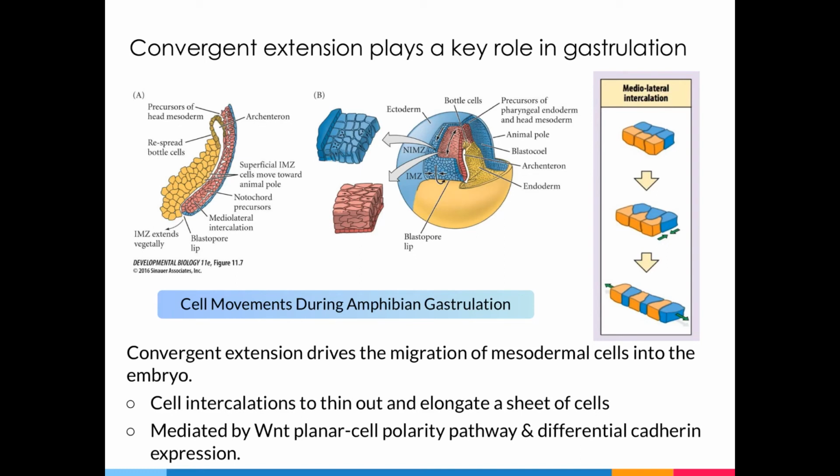The molecular mechanisms that control convergent extension involve the activation of the Wnt planar cell polarity pathway, which leads to changes in the cell's actin cytoskeleton. Additionally, the expression of different cadherin types is necessary for cells that will give rise to different mesodermal structures to be able to sort out from each other.